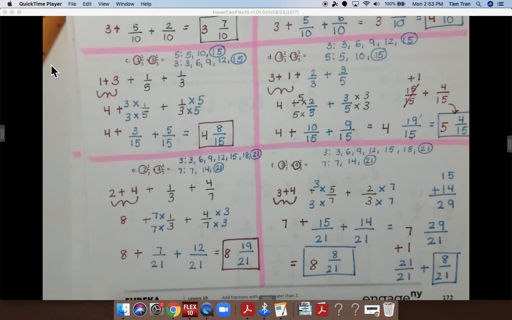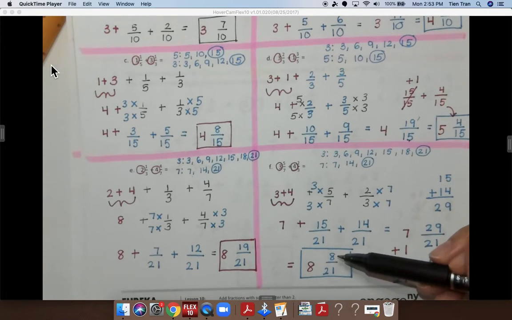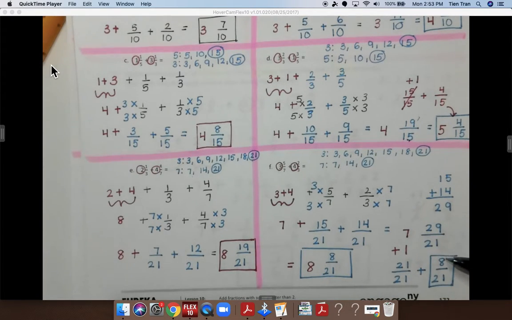Now I'm going to say that again to make sure you guys are understanding. So 29 21s. We cannot have a larger number at the top than the bottom. So I can change this into a mixed number. If I change it into a mixed number, I would have my remainder as 8, and I would get a whole 1. So 7 plus 1 is equal to 8. And then I leave this at 8/21 because that's my remainder left over. So I have 8 and 8/21.